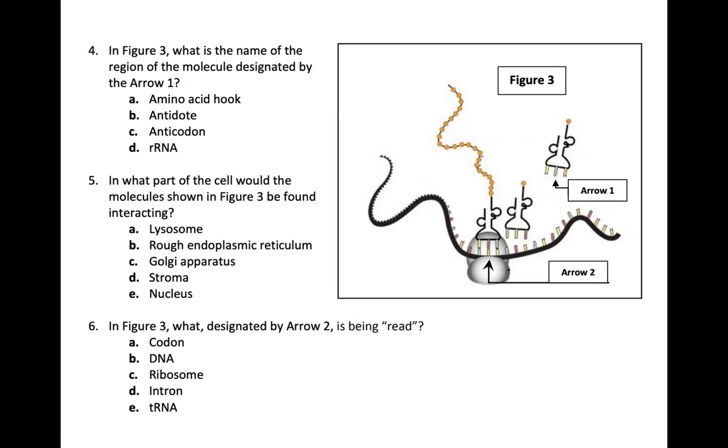Number 5. B. That's right. So the rough endoplasmic reticulum contains ribosomes. And so it's possible that you could be finding this type of ribosomal activity in rough endoplasmic reticulum. And then number 6.